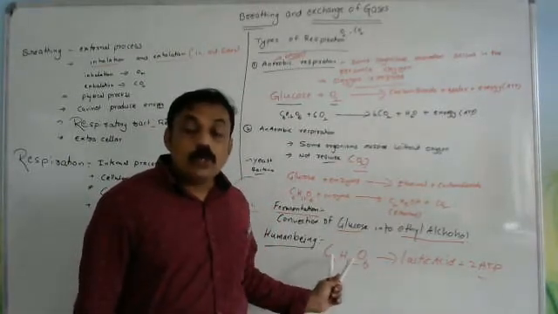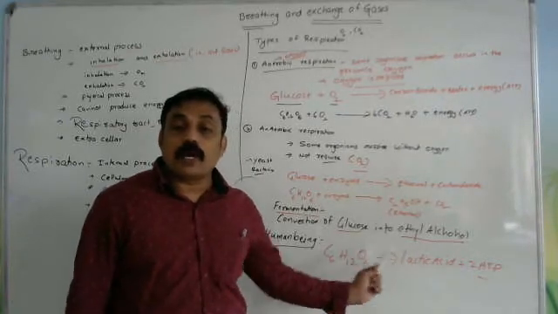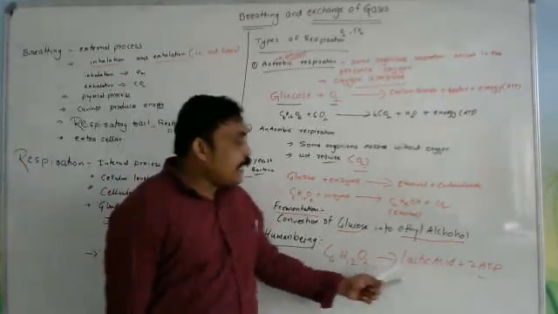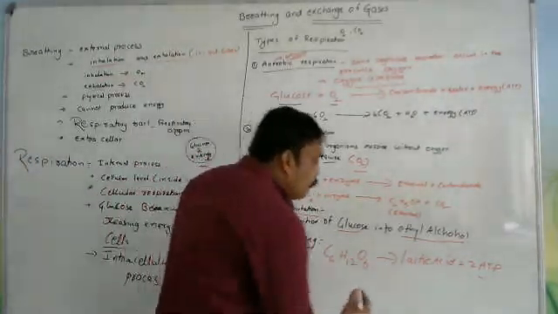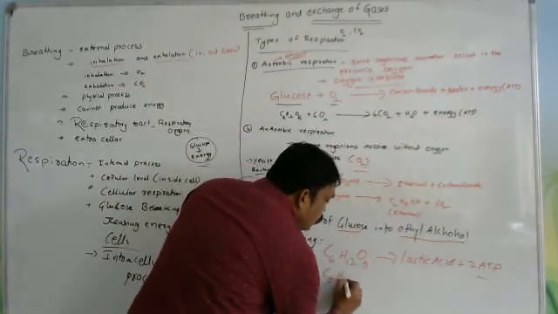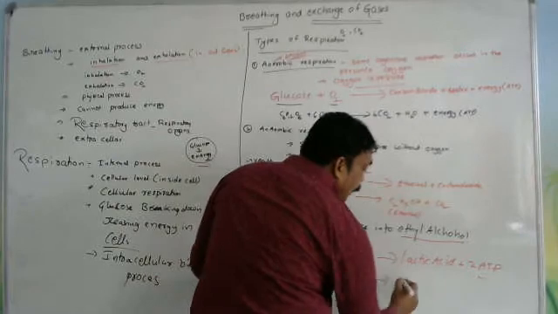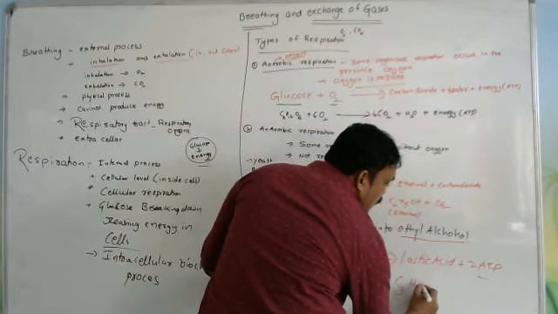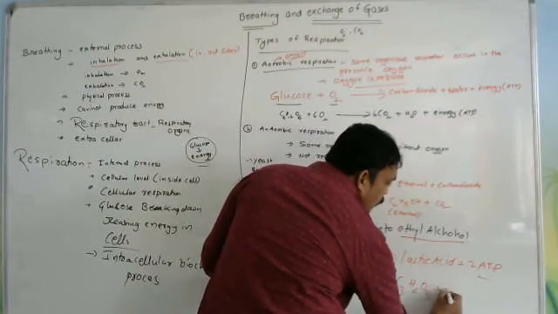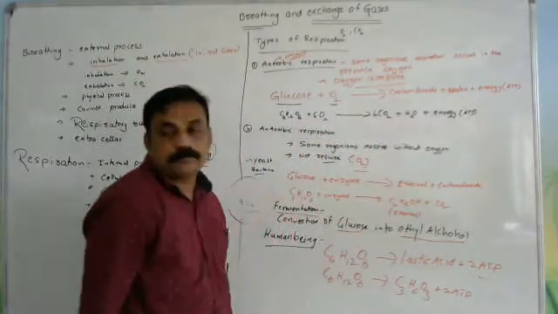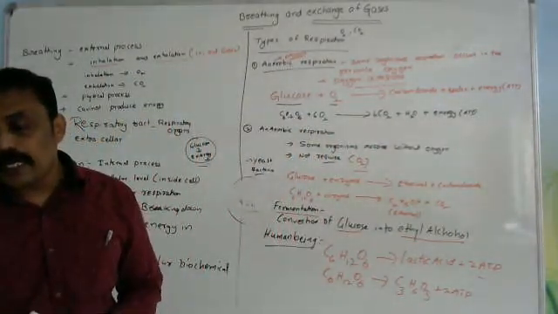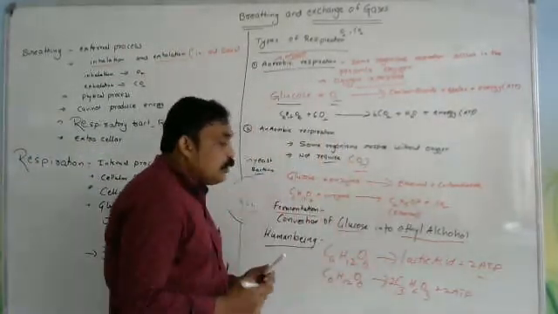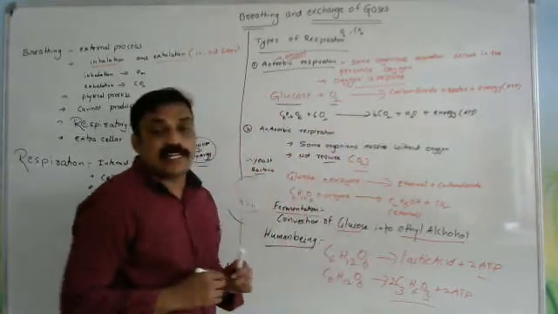At that time, glucose directly converts into what? Lactic acid. The lactic acid formula, I write here: C6H12O6 gives lactic acid, that is C3H6O3, and 2 ATP energy. So this is C3H6O3, that is lactic acid.